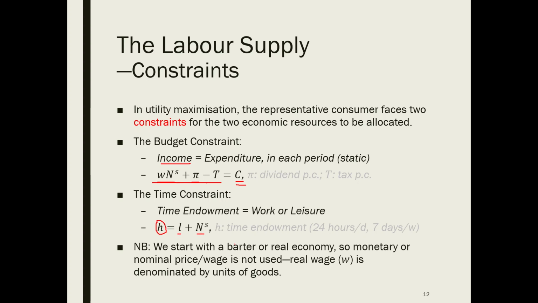It is worth pointing out that the wage here is the real wage, because we start with the real economy. There's no money. The numeraire in this model is the output, so everything is denominated by units of output. For example, the price of consumption is 1 because consumption is part of output. They have exactly the same price. The price of labor is the real wage, which is denominated by units of output.